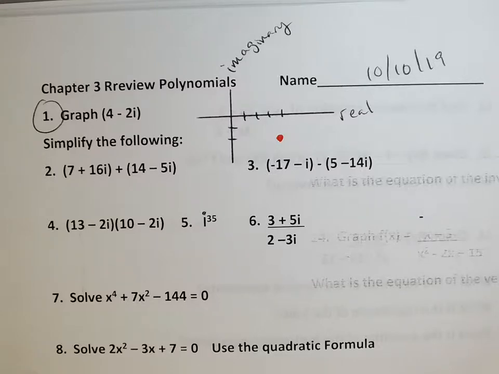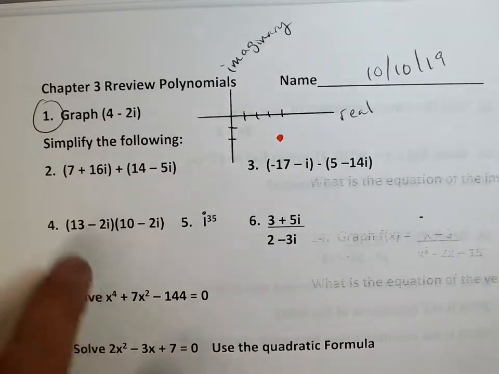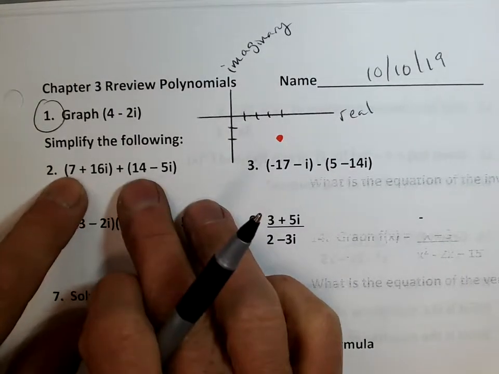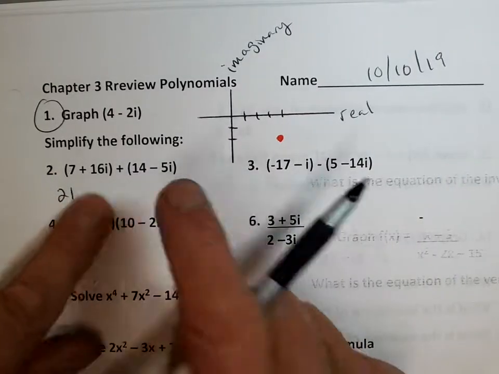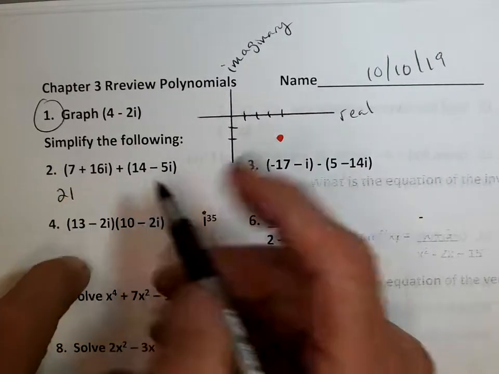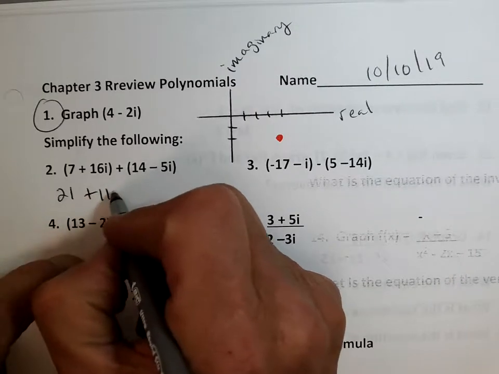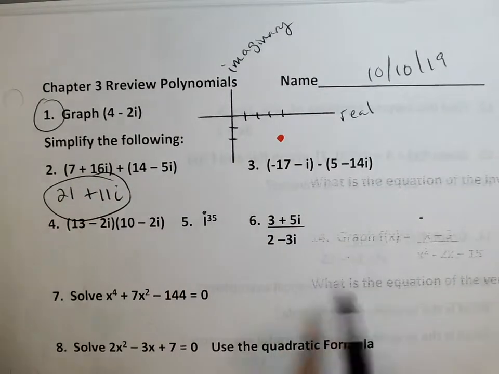Let's look at number 2. Number 2, we just add i's with i's. This should be easy. Let's see. What is it? 21 plus 11i. That should be easy.